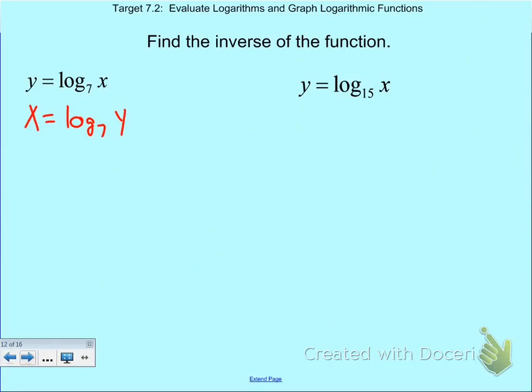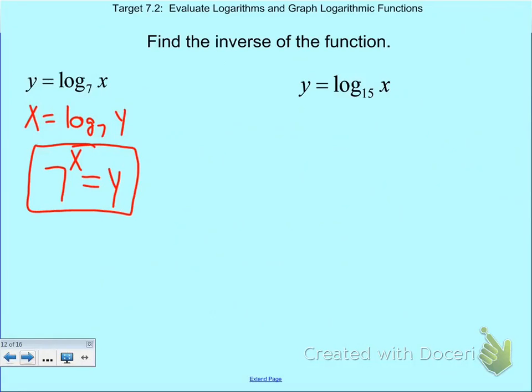And then we write in exponential form. 7 is our base from the basement. x is our exponent equals y. And looky there. When we're doing inverses, all we want to do is solve for y. And we just did. Yay! So y equals 7 to the x power.